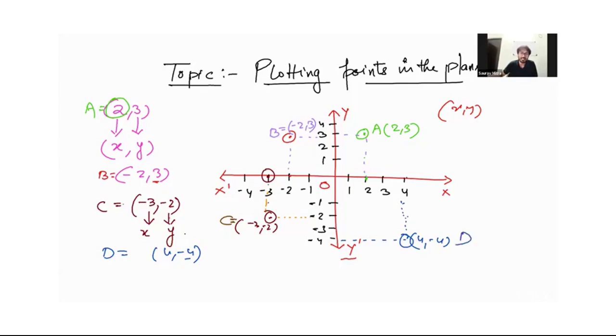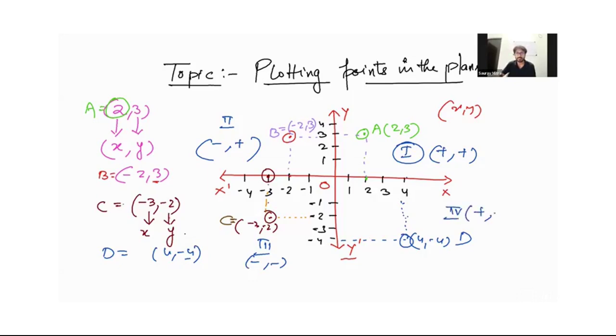So these are all points in the quadrants. This is your first quadrant, where both x and y are positive. This is your second quadrant, where x is negative but y is positive. Here is your third quadrant, where both x and y are negative, and this is your fourth quadrant, where x is positive but y is negative. So this is how we have to plot the points.